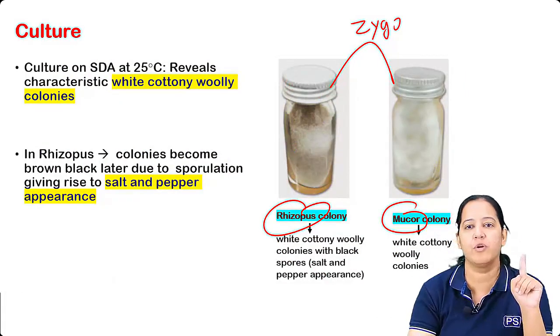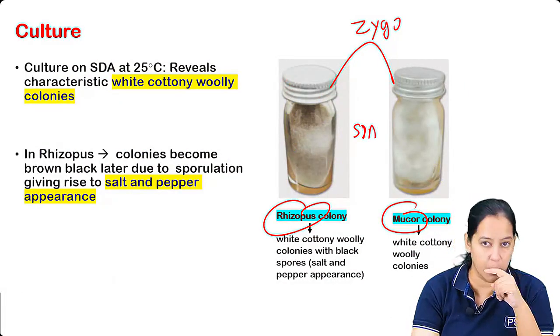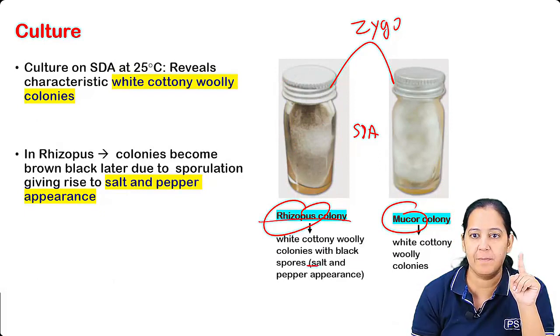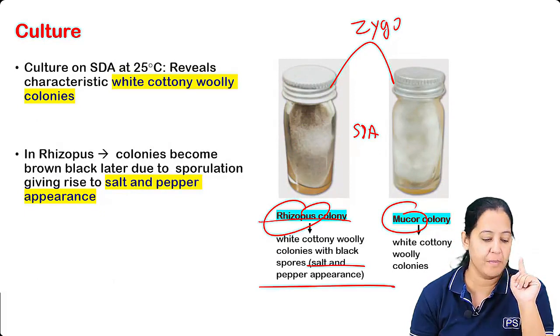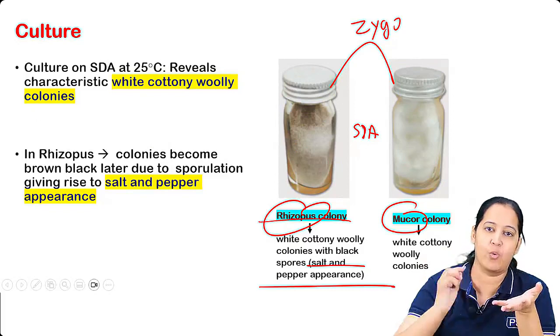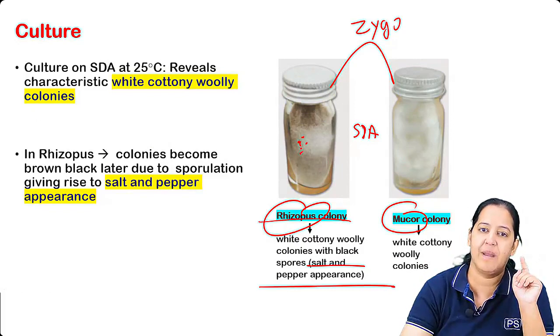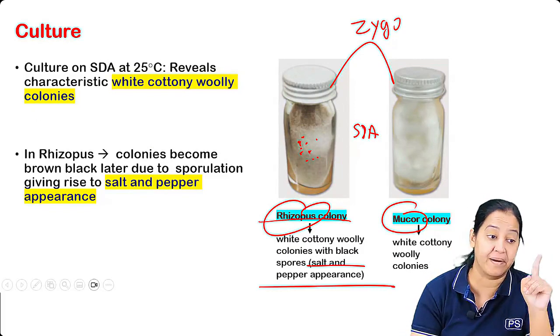So we can see both of them are SDA culture. SDA पे culture कर लो. So rhizopus will show salt and pepper. Salt and pepper. नमक और काली मिर्च कभी mix किया है? White, black. The appearance is white, black like that. Salt and pepper appearance.